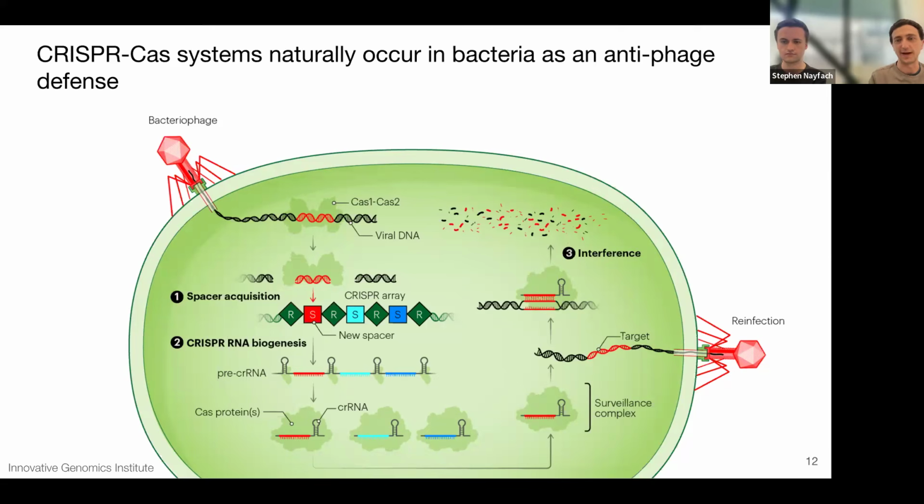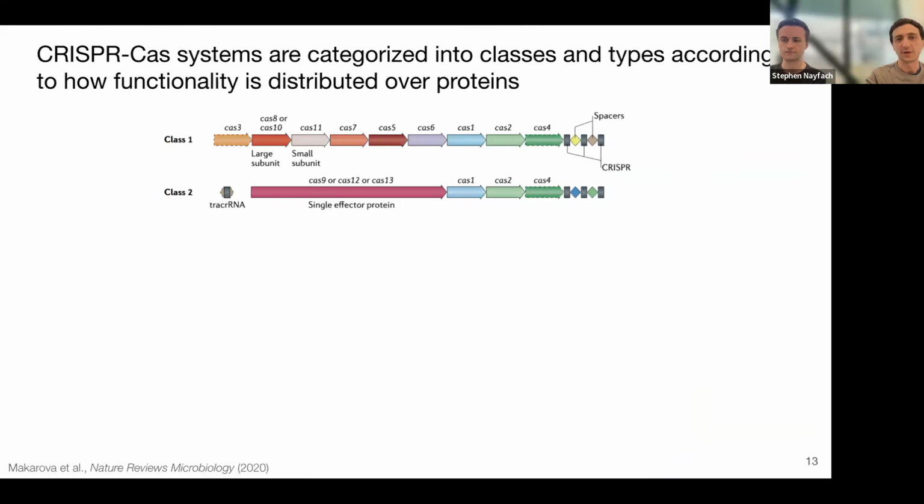And these CRISPR-Cas systems are very diverse, but they can broadly be categorized into class 1 and class 2 systems based on whether the effector is a single protein or a protein complex. In the case of class 2 systems, one of the proteins we're focusing on in this project is Cas9. Cas9 is a single protein that's able to, on its own, recognize and cleave a target DNA sequence.